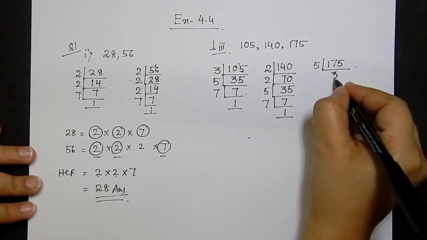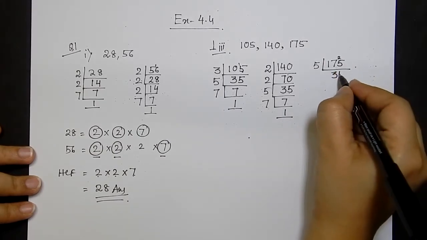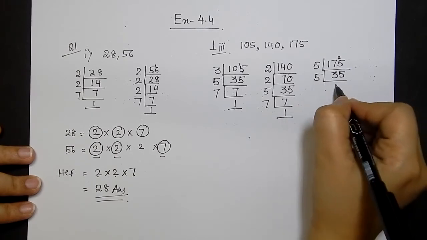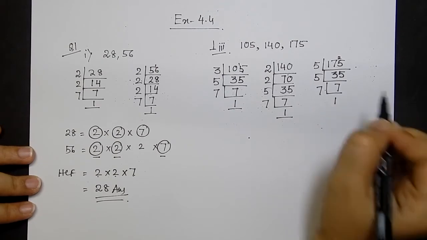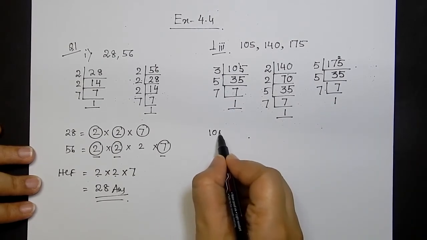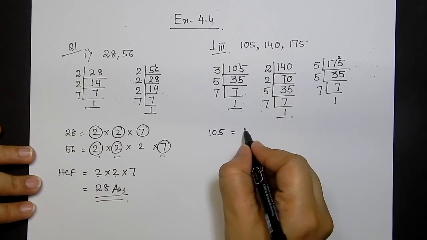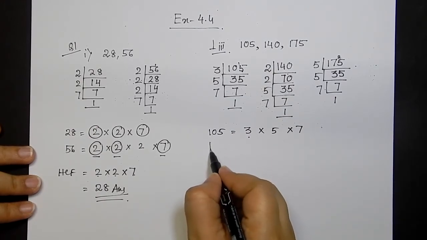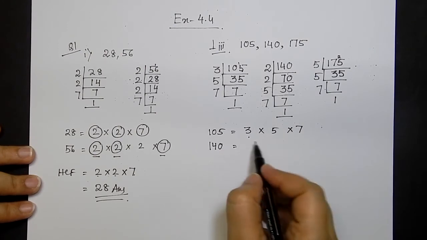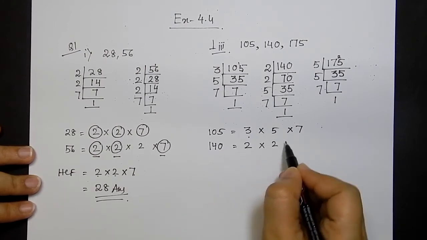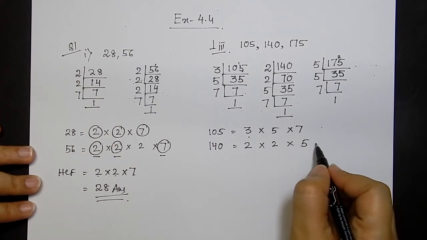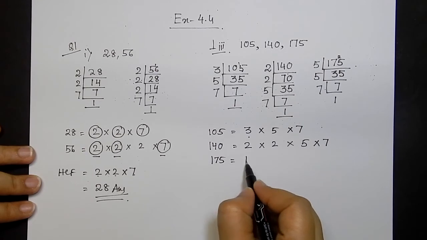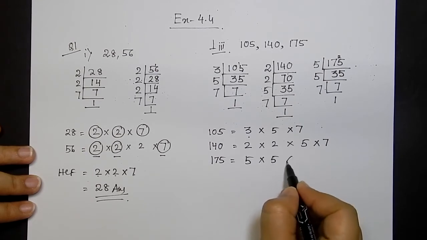So 5 3s are 15, carry 2, 5 5s are 35. So again 5 7s are 35, 7 1s are 7. So let me write down all the prime factorizations. 3 into 5 into 7. I will try to arrange the prime factors and write so that it is easy for me to find out the common factors. And 175 can be written as 5 into 5 into 7.